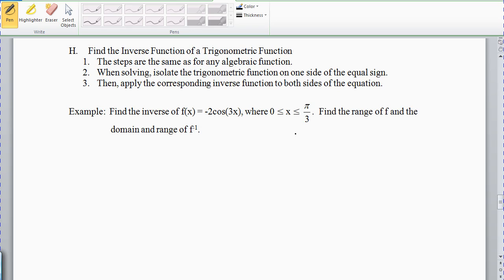Sometimes you'll be told to restrict it. I think for the most part you'll be told without you having to find it. We're going to find the inverse. We're going to find the range of f and the domain and range of f inverse. Let's go ahead and find the range of f. Now to do so, normally for cosine, the domain is from negative 1. My bad, not the domain. We've already got the domain. Range. The range is from negative 1 to 1. Got that?